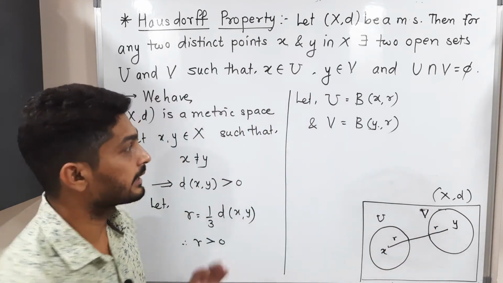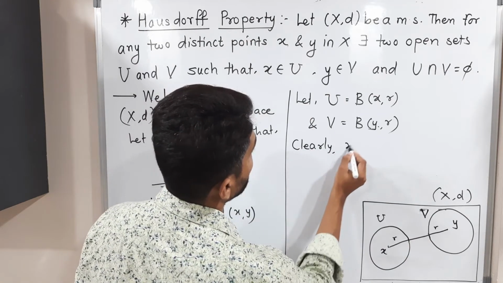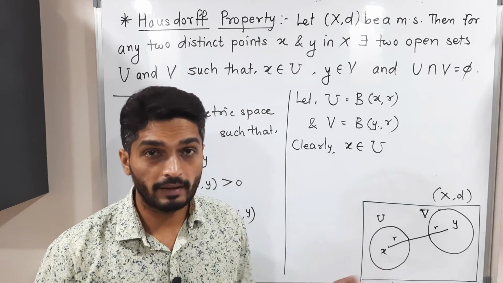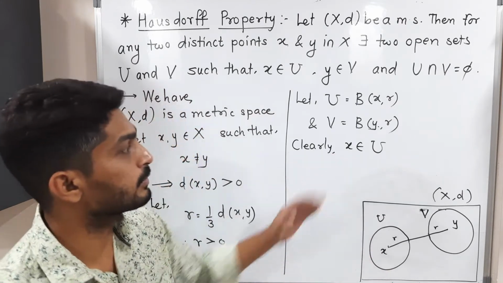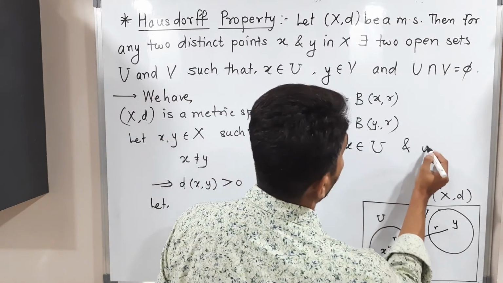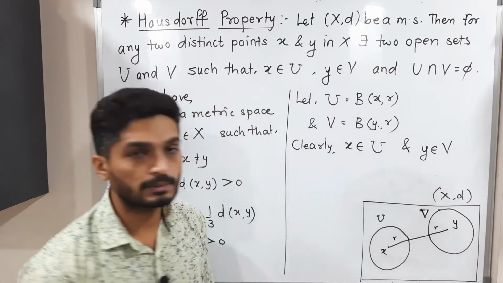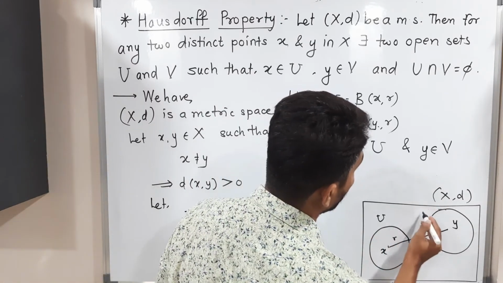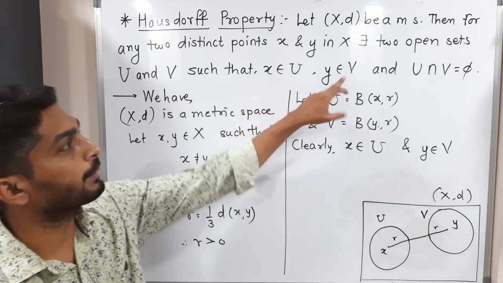And clearly I can mention one thing: X belongs to U, since U is an open ball having center X, so obviously the center will lie inside it. That's why X belongs to U, and Y also belongs to V since V is an open ball around Y. So that's why Y is a member of V. I will write it properly. So we proved X belongs to U, Y belongs to V.